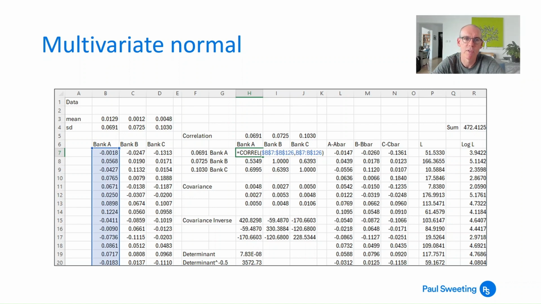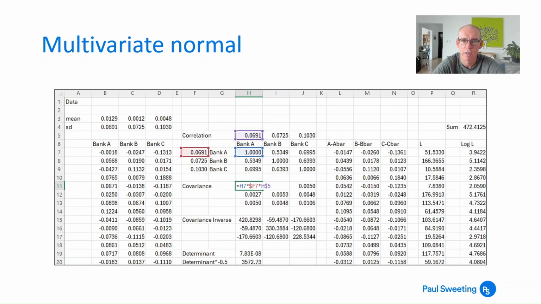Now you'll see what I've done as well is I've taken the standard deviations from B4 to D4, and I've just copied those across into H5 to J5 and F7 to F9. And the reason is, if I multiply the correlation by the appropriate pair of standard deviations, I then get the covariance matrix, which again is what we need to plug into our probability density function for our likelihood function.